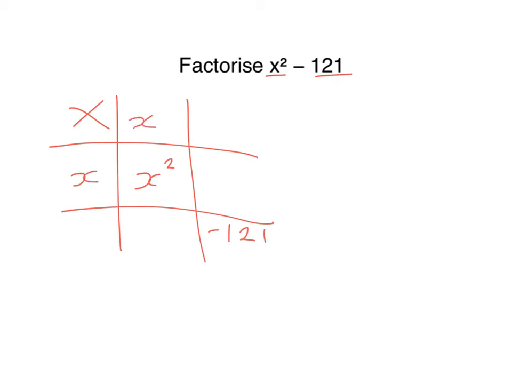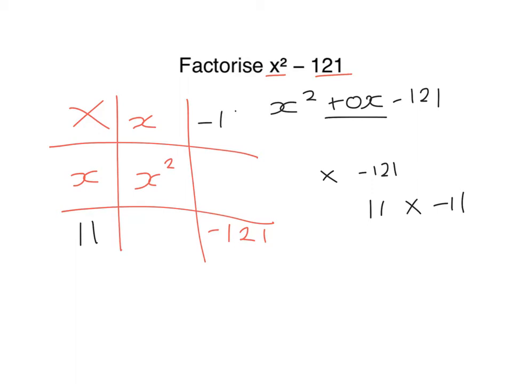That would be x, that would be x. And that means that I need two numbers that times to give negative 121. If I split this up, x squared plus 0x minus 121. So these two numbers here, they're going to times to give negative 121. And they're actually going to add to give nothing. So if I think of two numbers that can work with, it's going to end up being 11 times negative 11. So 11, negative 11.